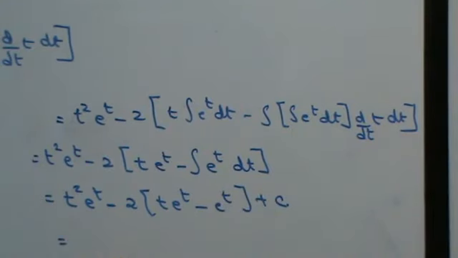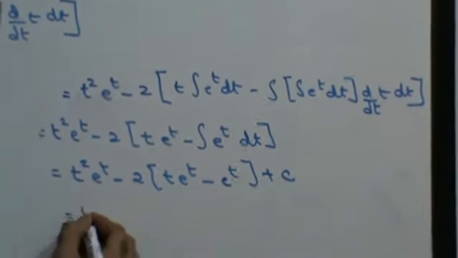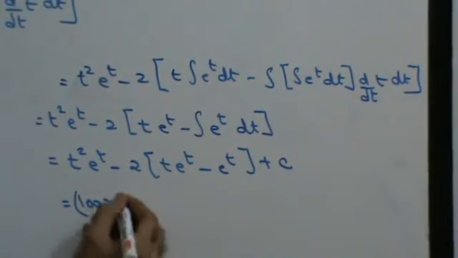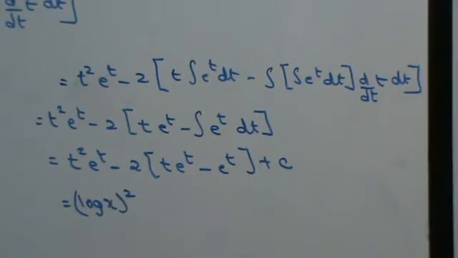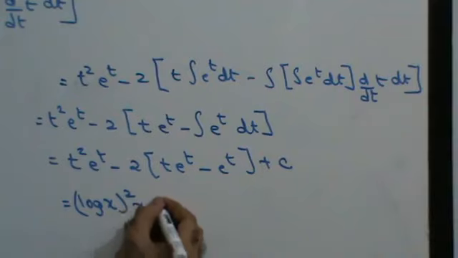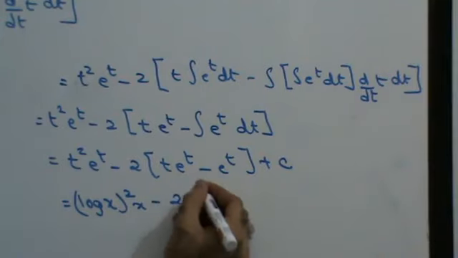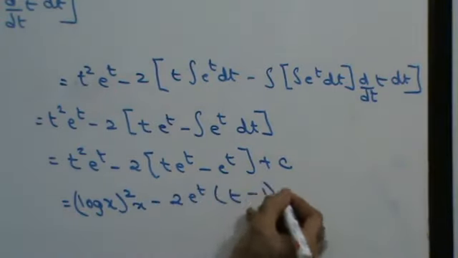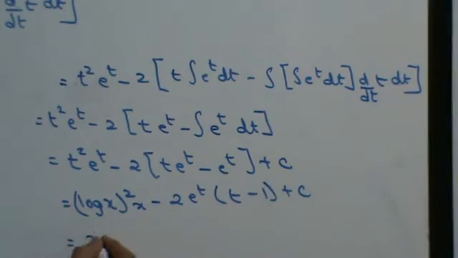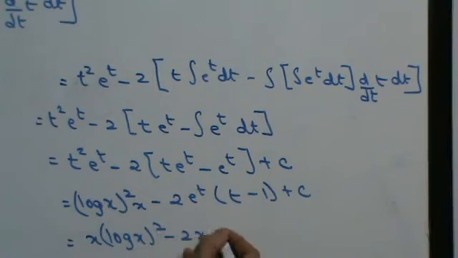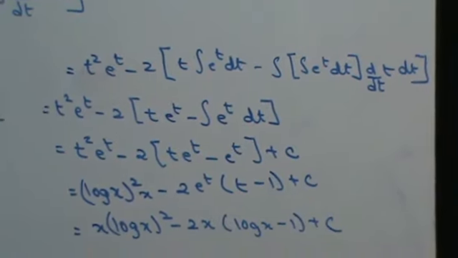Here t can be substituted as log x. So this is log x the whole square. e raised to t can be substituted as x minus 2. Here I could take e raised to t common, so I'll get t minus 1 plus c. Substitute, so this is x (log x) the whole square minus 2x (log x minus 1) plus c. Fine, that will be your answer for this one. Let's move on to the next sum, guys.